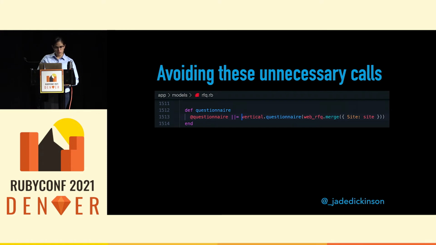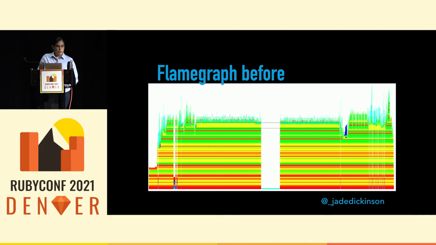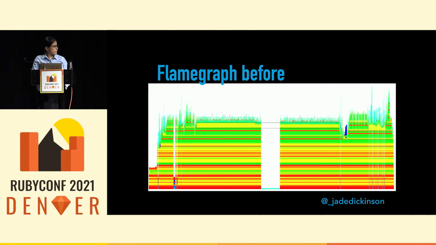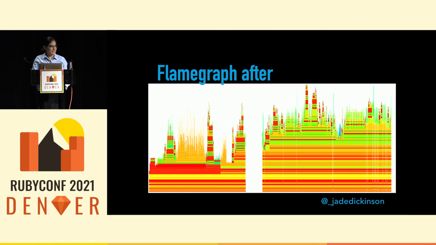Since I knew that call was returning the same result every time, that meant I could memoize the result the first time RFQ.questionnaire was called. So this is what the flame graph looked like before. Big long chunk, not what you want. And here's what it looks like after. I'll go back and forth a little bit. It is better. We can see the long flat section is no longer there. The big horizontal chunk, not there. So we've eliminated those unnecessary method calls.